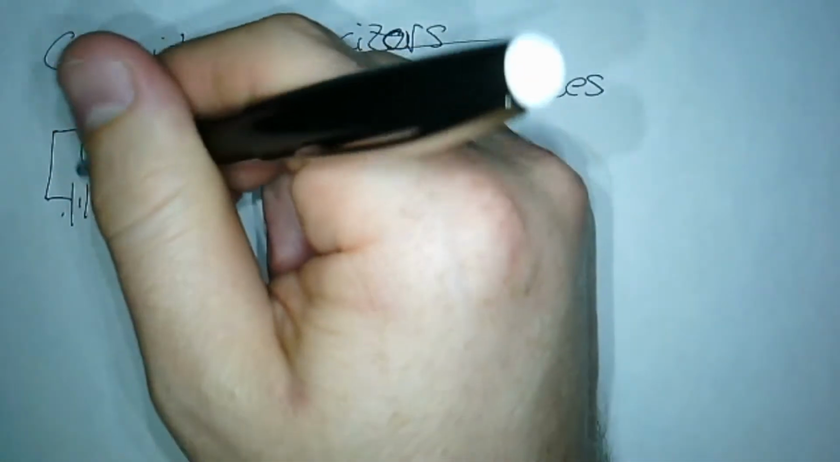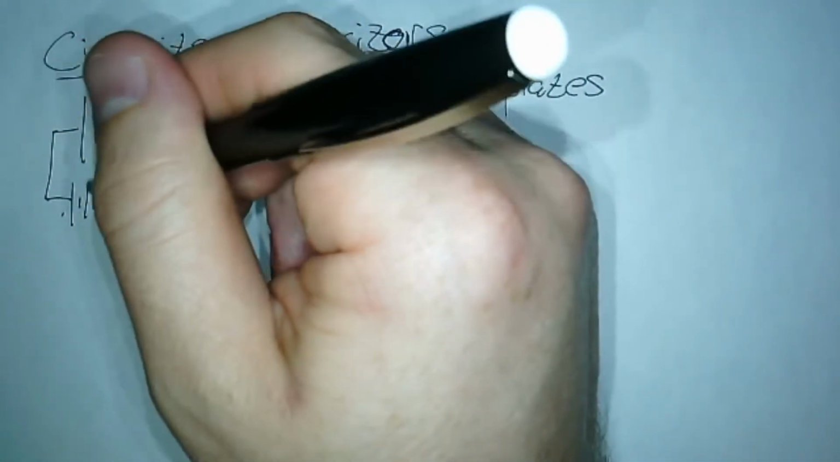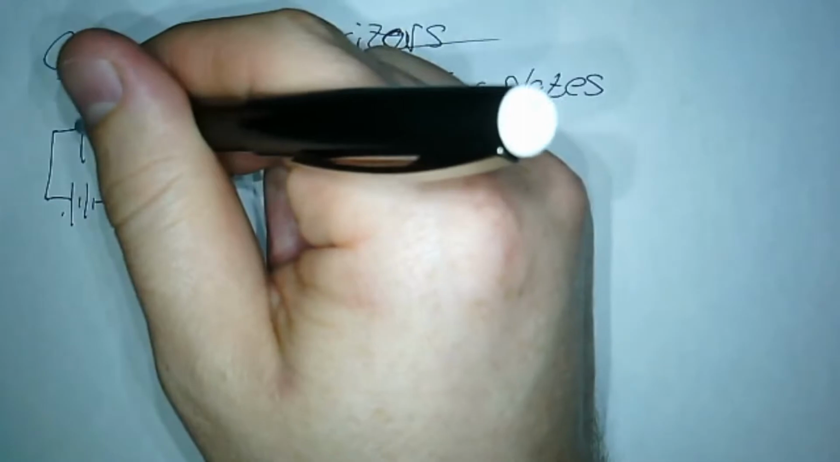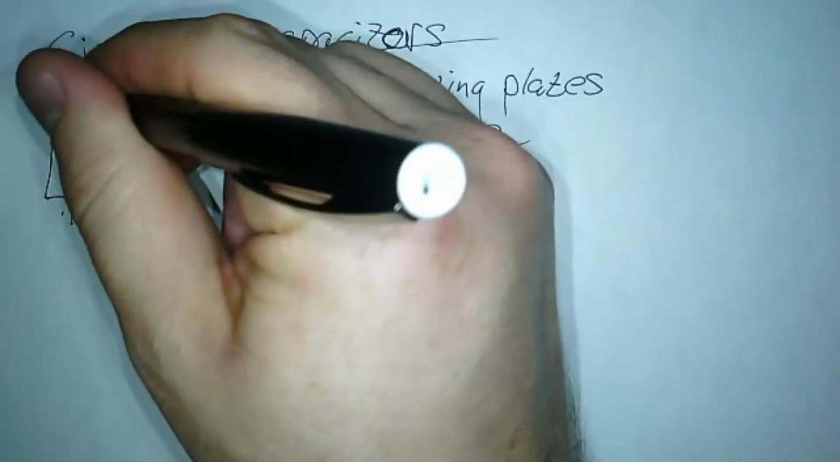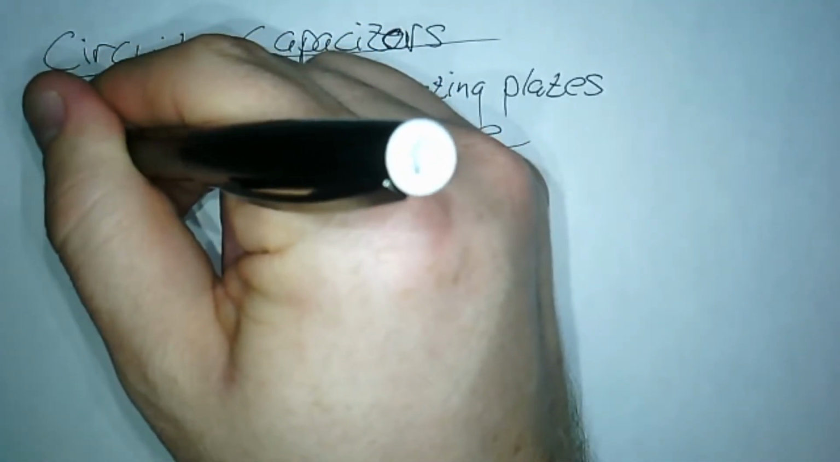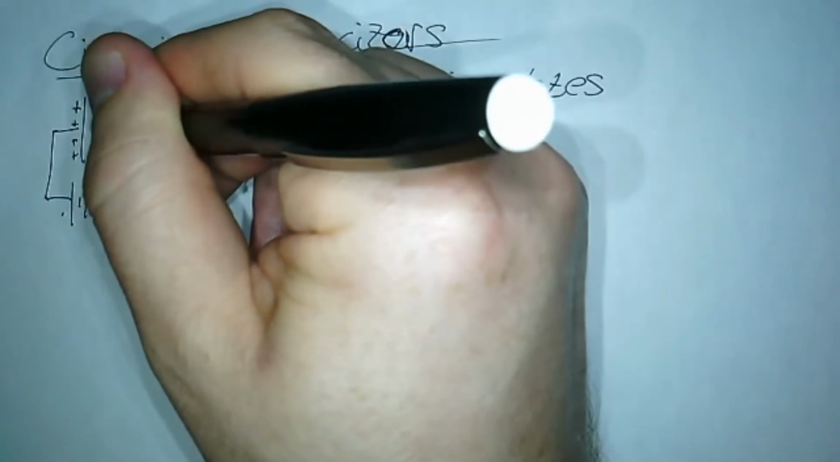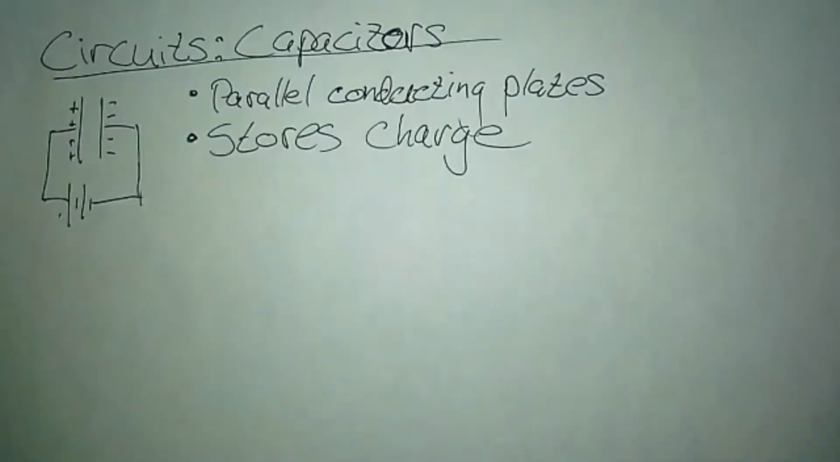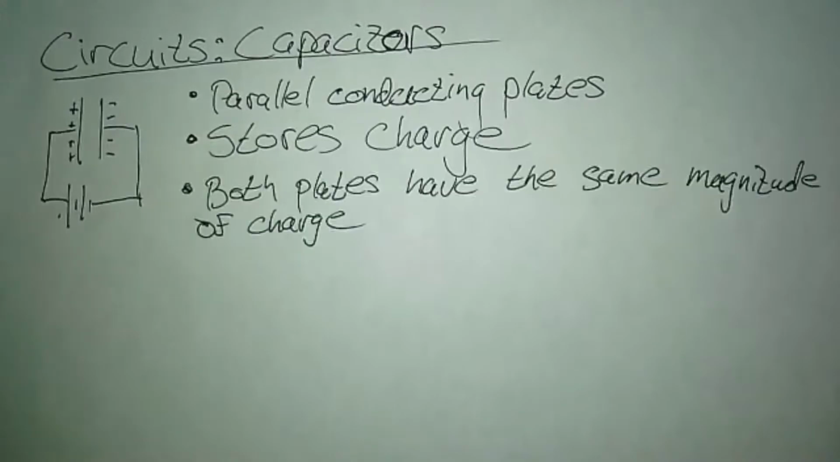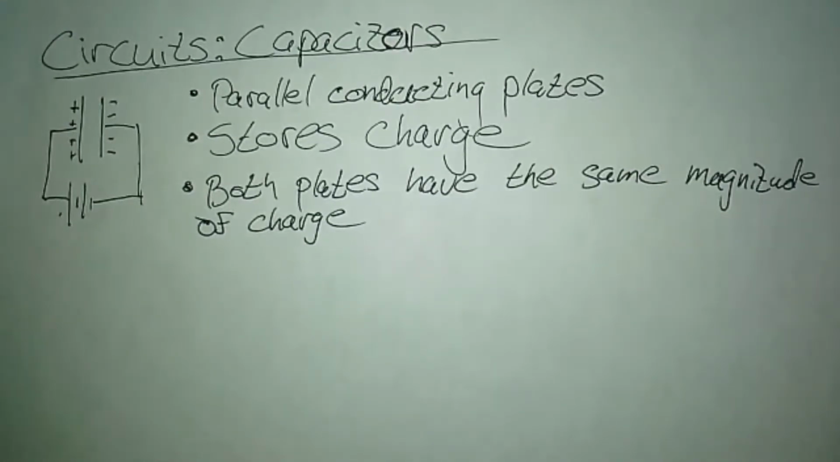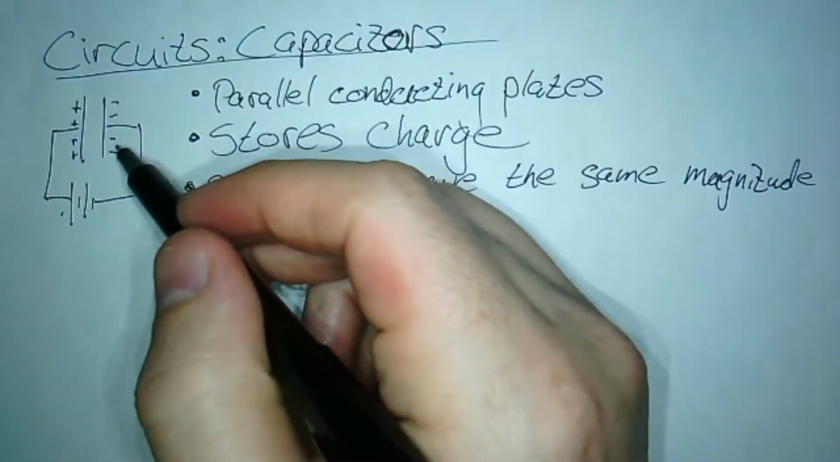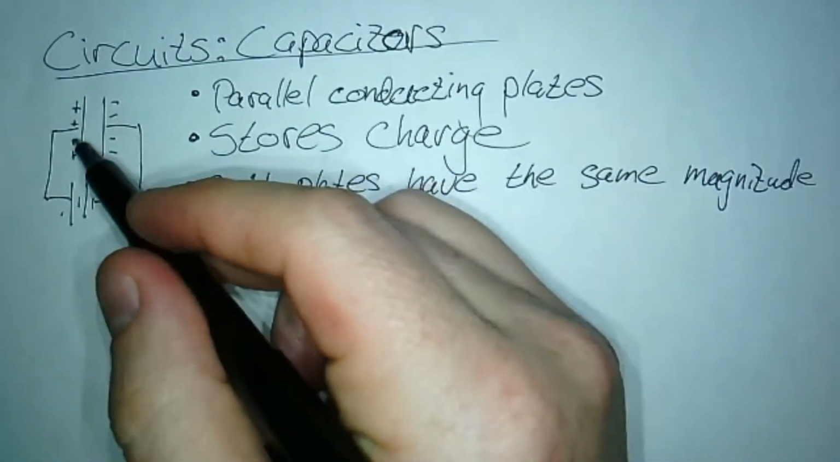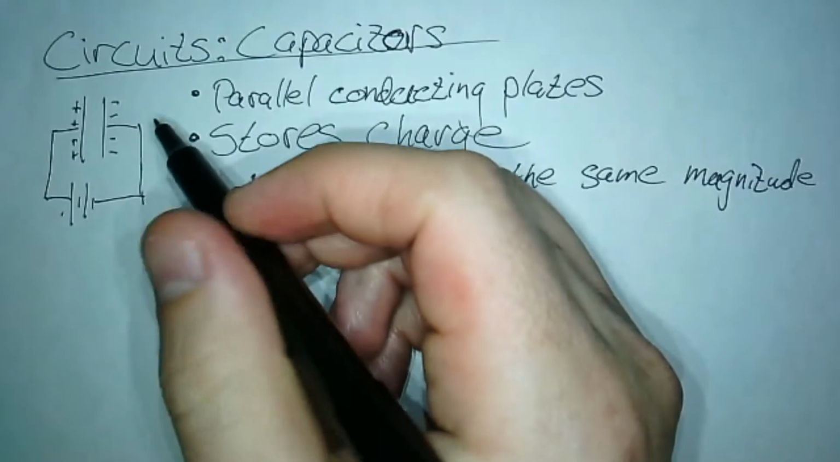But in reality, what's really happening is you are having electrons, you're pushing them onto this plate and pulling them off of this plate. So you're going to get a positive plate here and a negative plate here. We should know that both plates have the same magnitude of charge, meaning that as many electrons as you put on here, you're going to pull off this side.